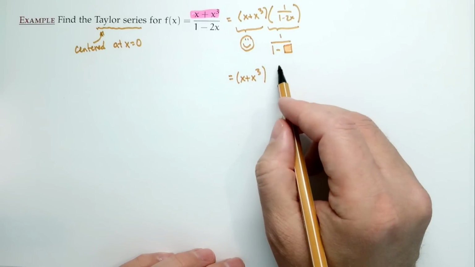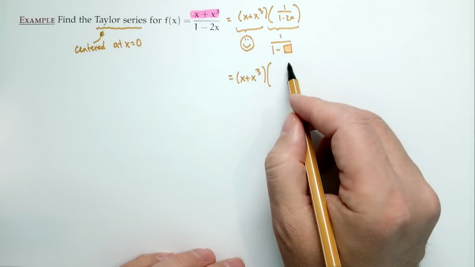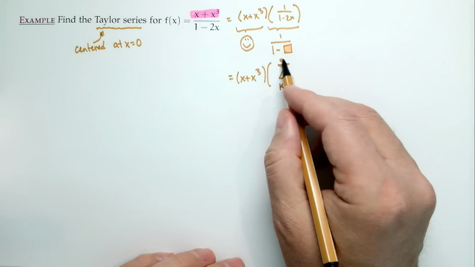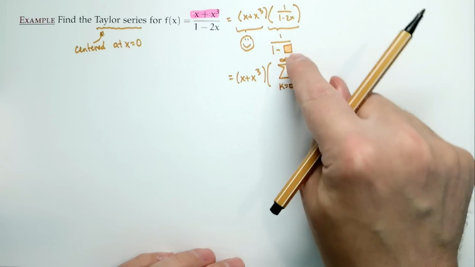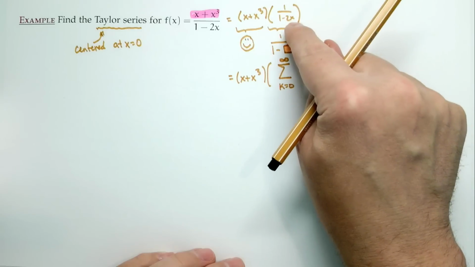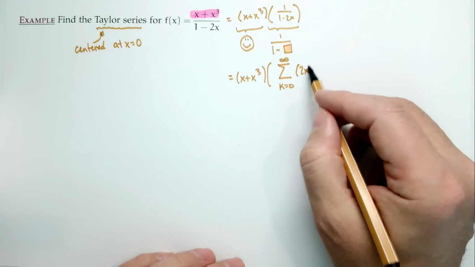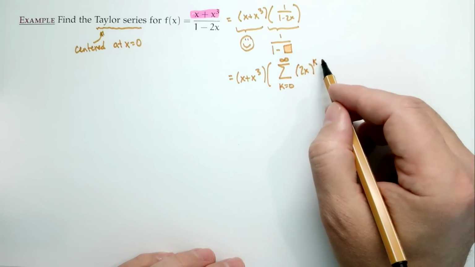And the second part, we say, all right, well, that's the sum from 0 to infinity of, now the something is the 2x, so (2x)^k.